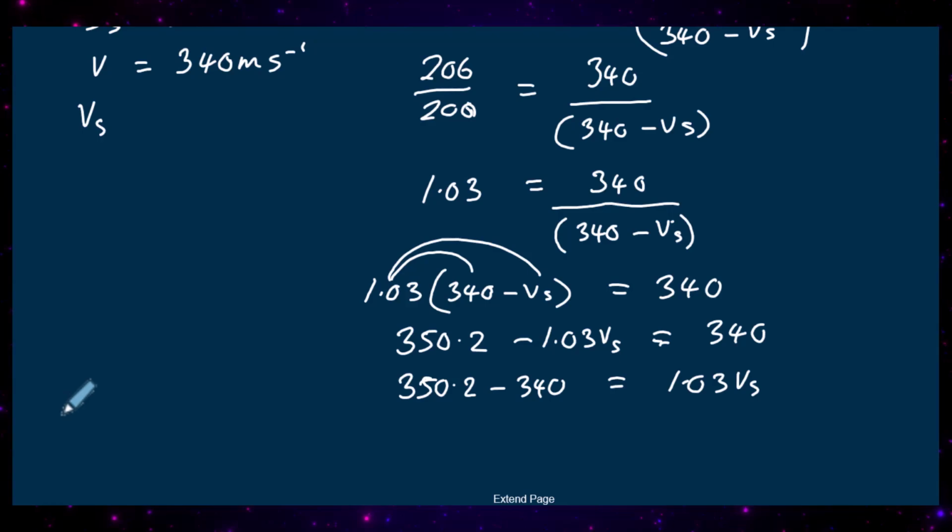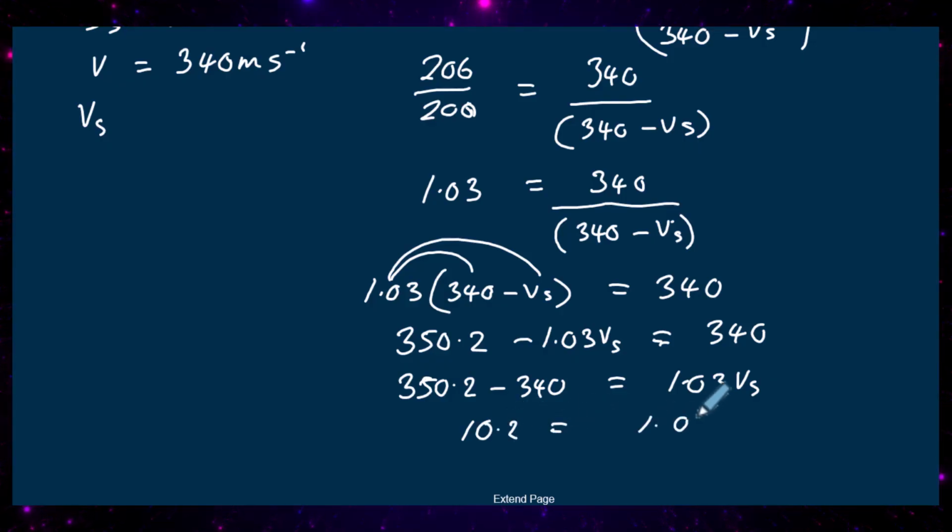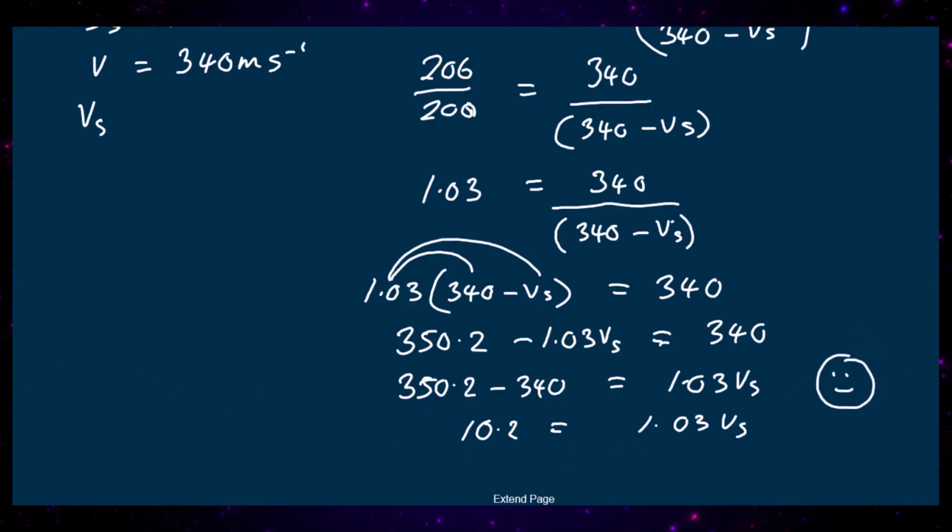So if I now do that calculation there, 350.2, take away 340, and if I do that in my calculator, let's see what we get. We get 350.2, take away 340, and I'm left with an answer of 10.2. So 10.2 should equal 1.03 Vs. Happy days. I'm down now to a simple little equation here. And that simple little equation, I then can do the following.